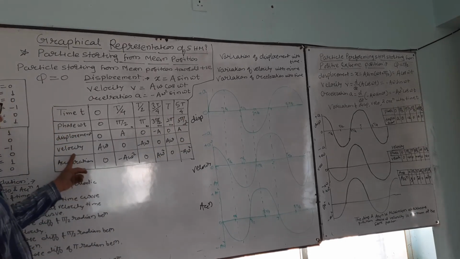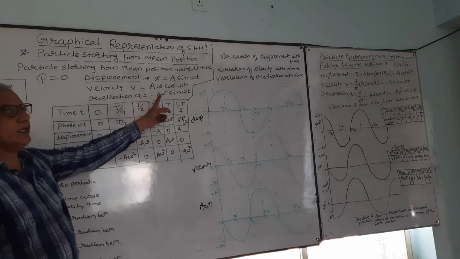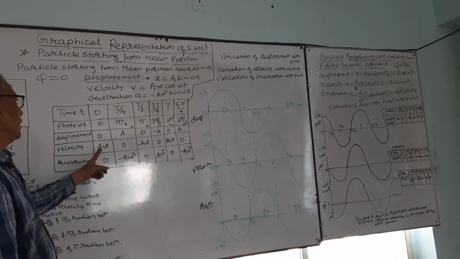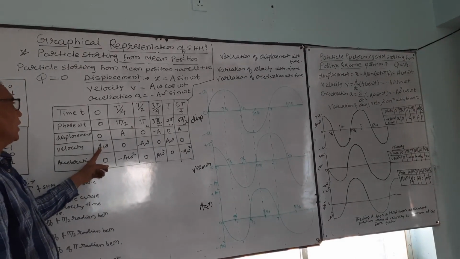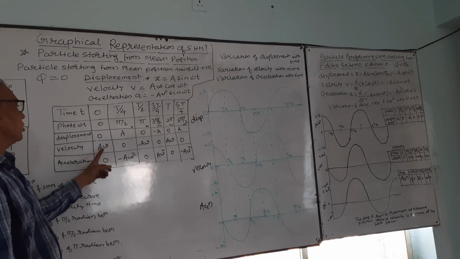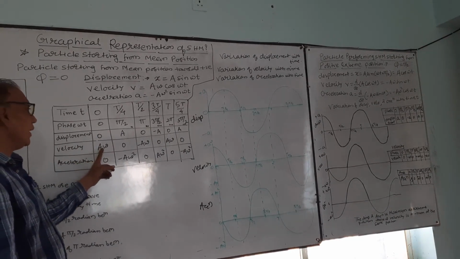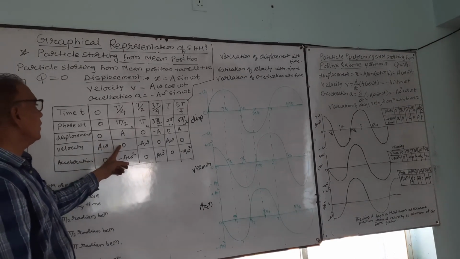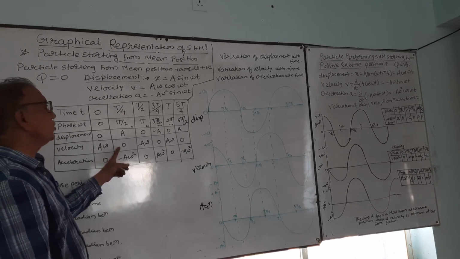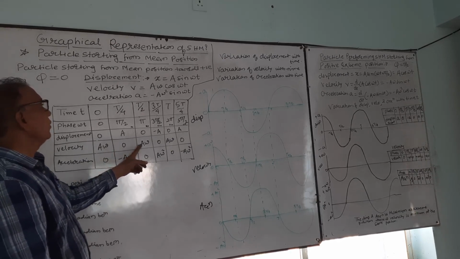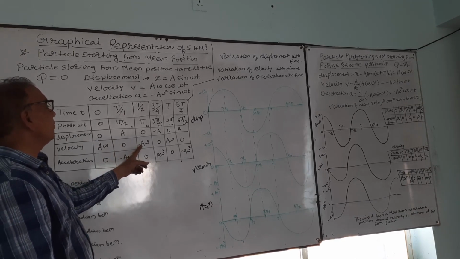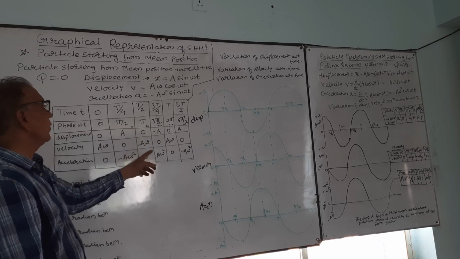Second, velocity. Its equation is a omega cos of omega t. See here, v is equal to a omega, the value of omega t is 0, a omega cos of 0. Cos 0 value is 1. Second, v is equal to a omega cos of pi by 2. Cos of 90 is 0. Third value, v is equal to a omega cos of pi. Its value is minus 1, means minus a omega.